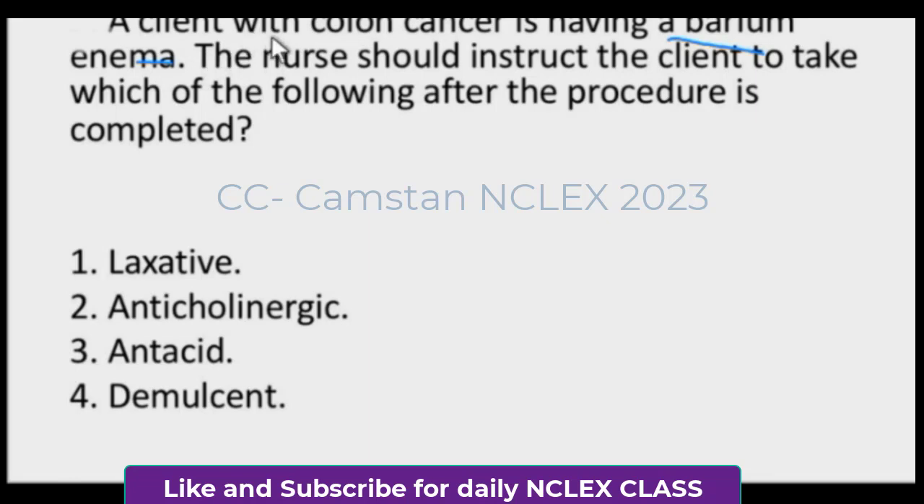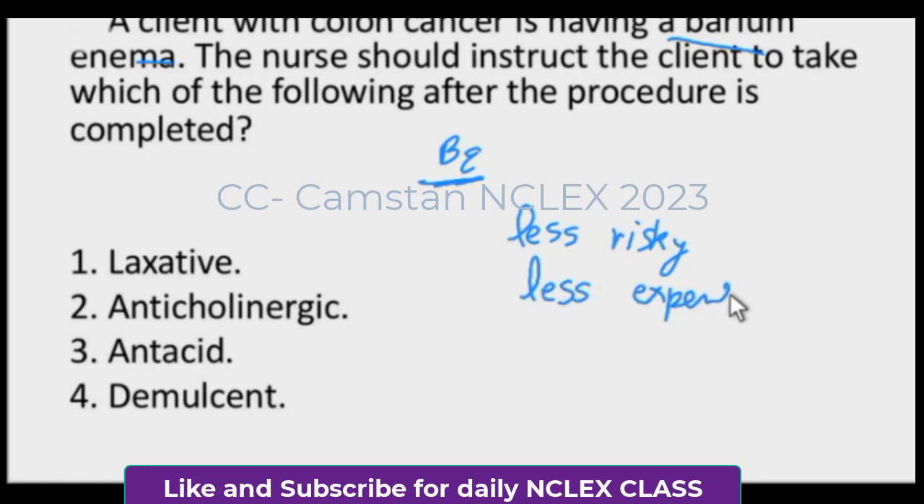Barium enema is given to find if there is any inflammation or presence of any polyp or any structural changes in the intestine, or to find out any cancerous site in the colon. So, these are the reasons why barium enema is given. Other reasons are that barium enema is a less risky procedure, and it is also less expensive as compared to other procedures, like colonoscopy.